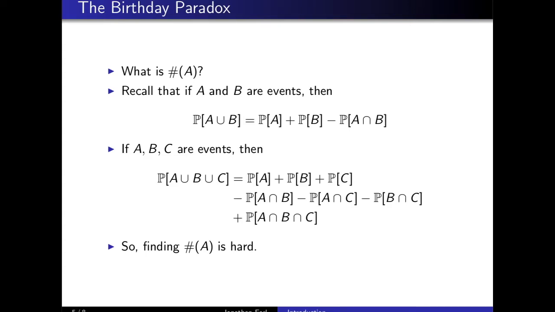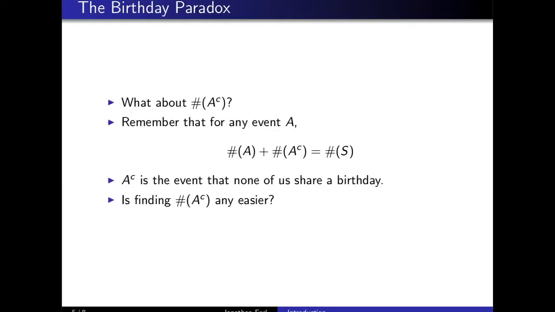And you can imagine that if you have 4 events or 5 events, or in our case 23 events, this equation gets very bad very quickly. So finding the probability of A, or finding the number of events that result in A occurring, is not going to be easy here at all. So what can we do?